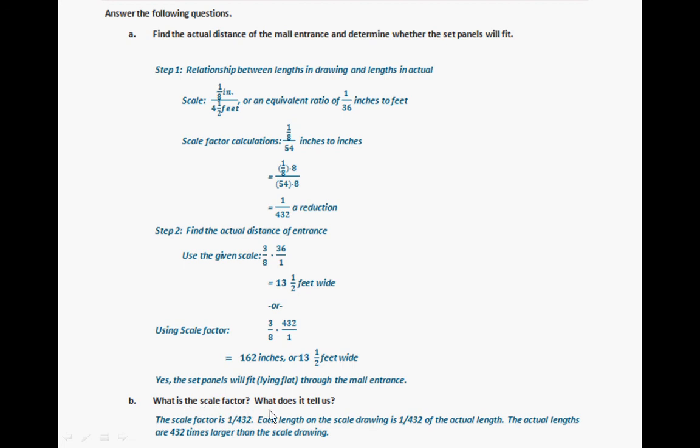So what is the scale factor and what does it tell us? Well, the scale factor is 1 to 432. Each length of the scale drawing is 1/432nd of the actual length. The actual lengths are 432 times larger than the scale drawing. Notice that last statement is just a reciprocal of the previous statement. What is the reciprocal of 1/432nd? Well, it'd be 432 over 1.